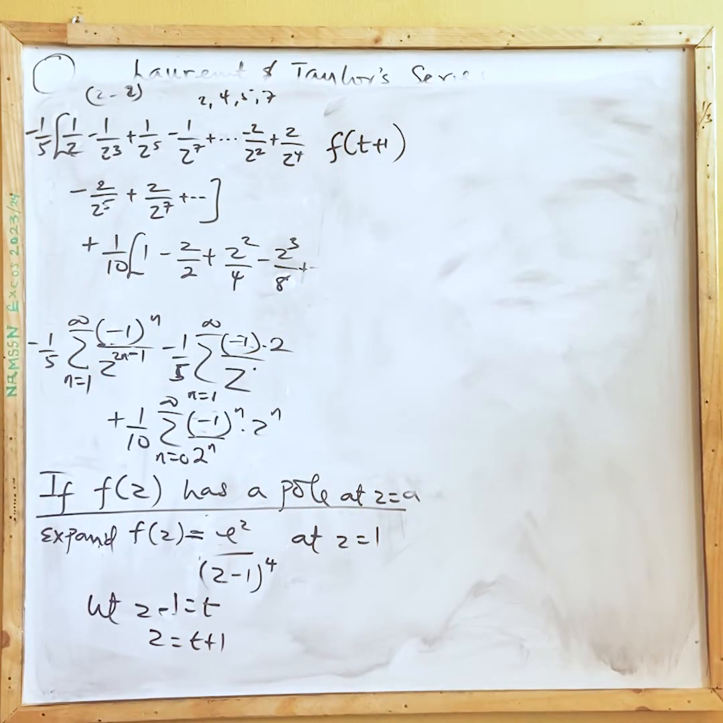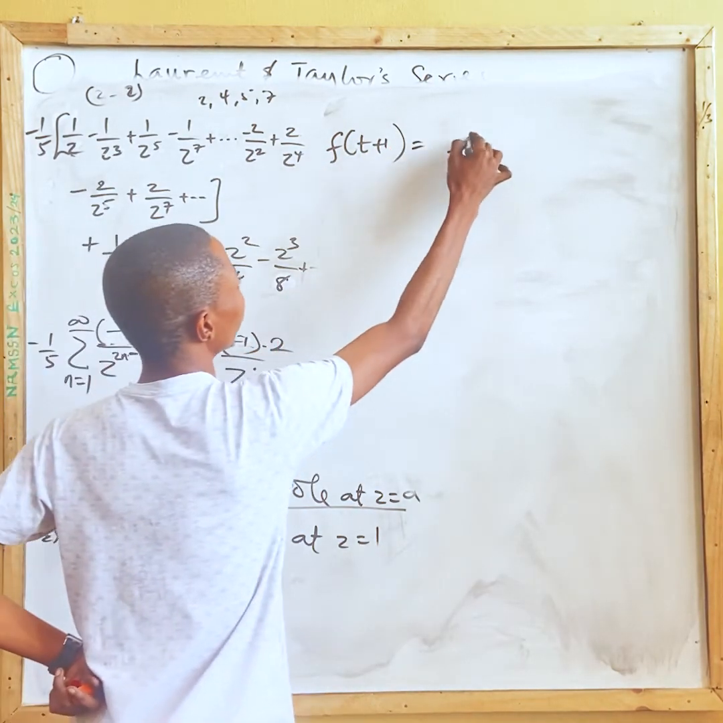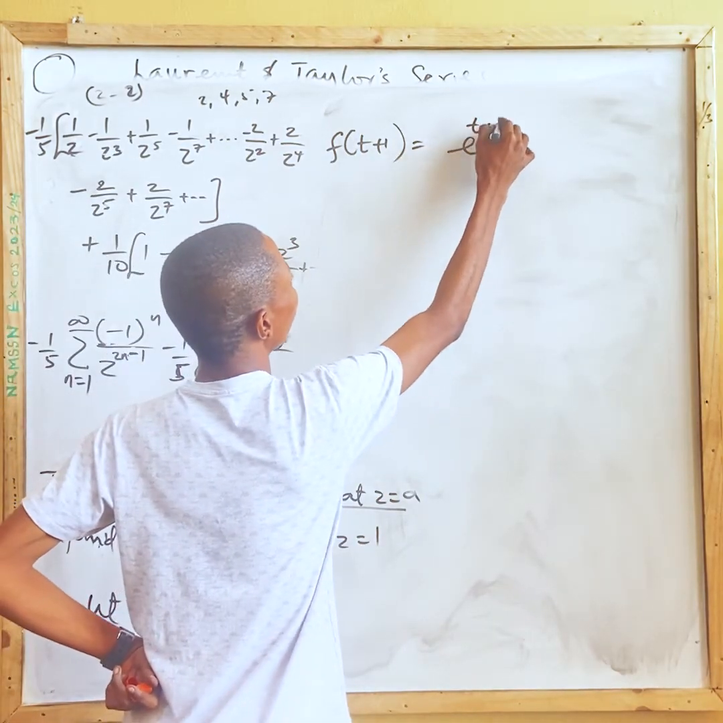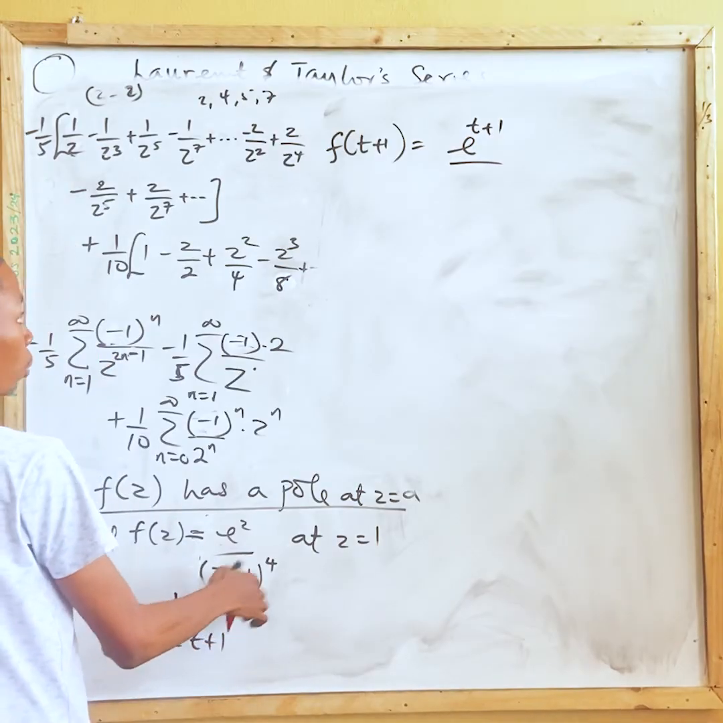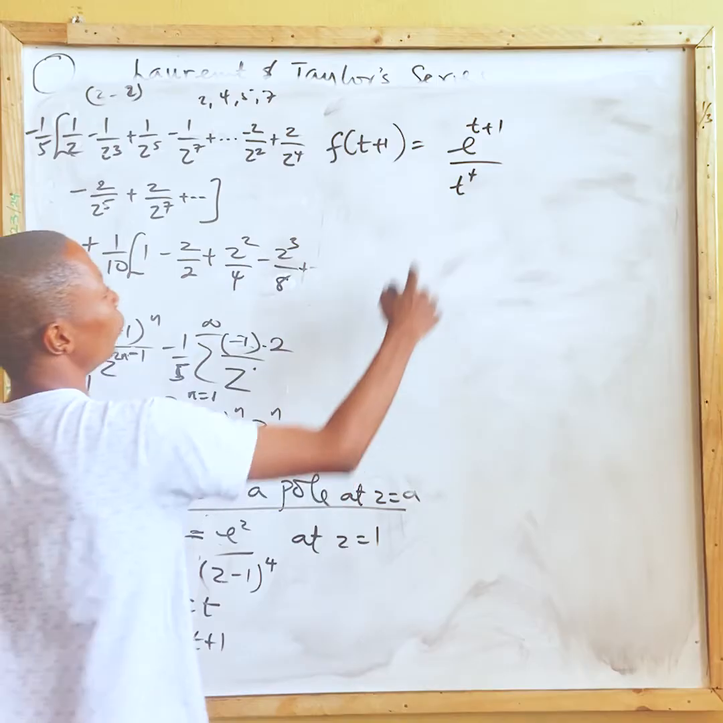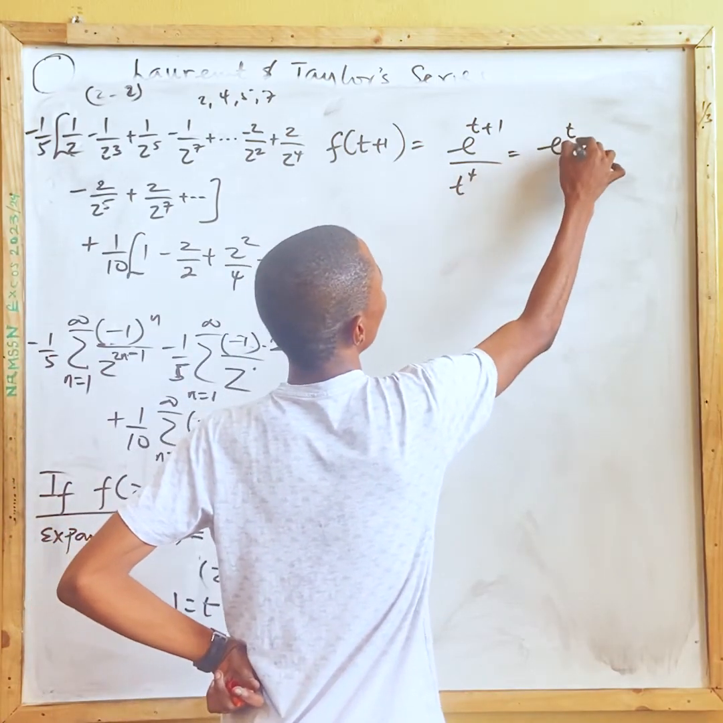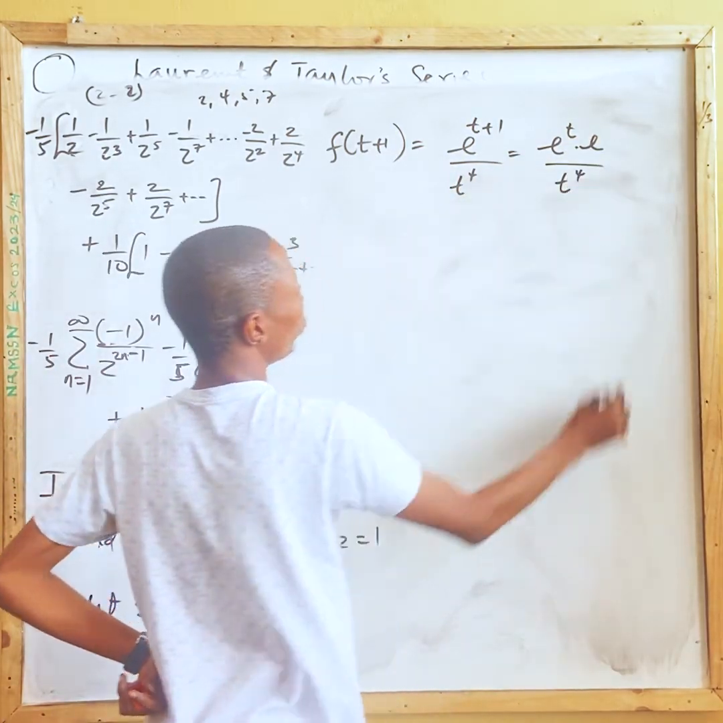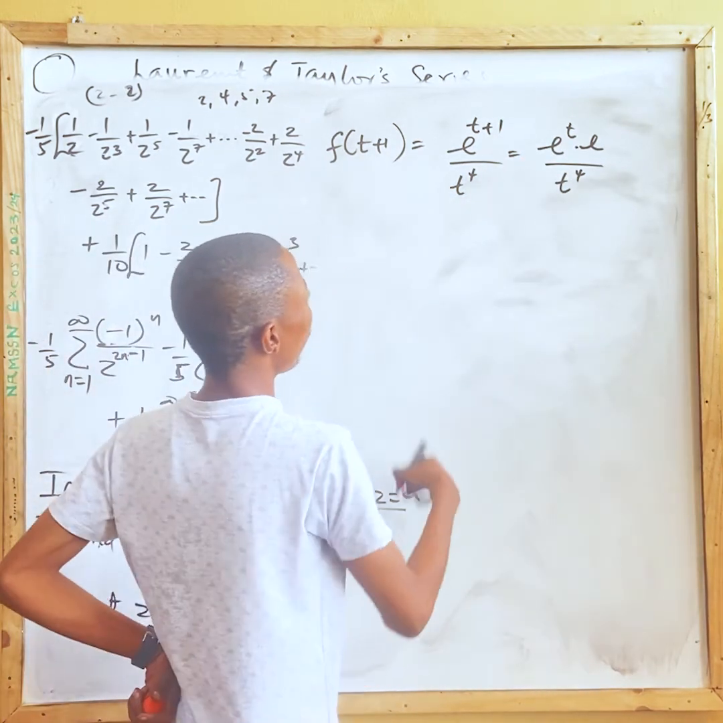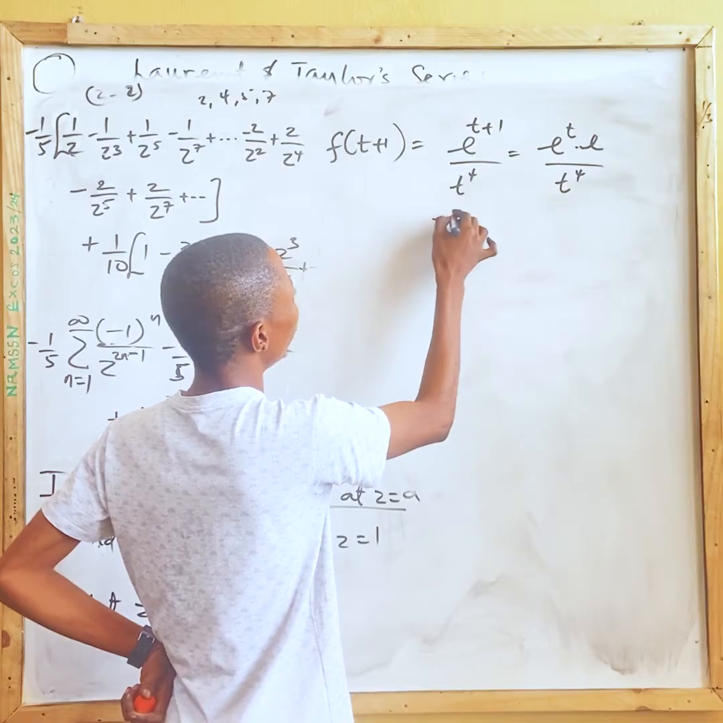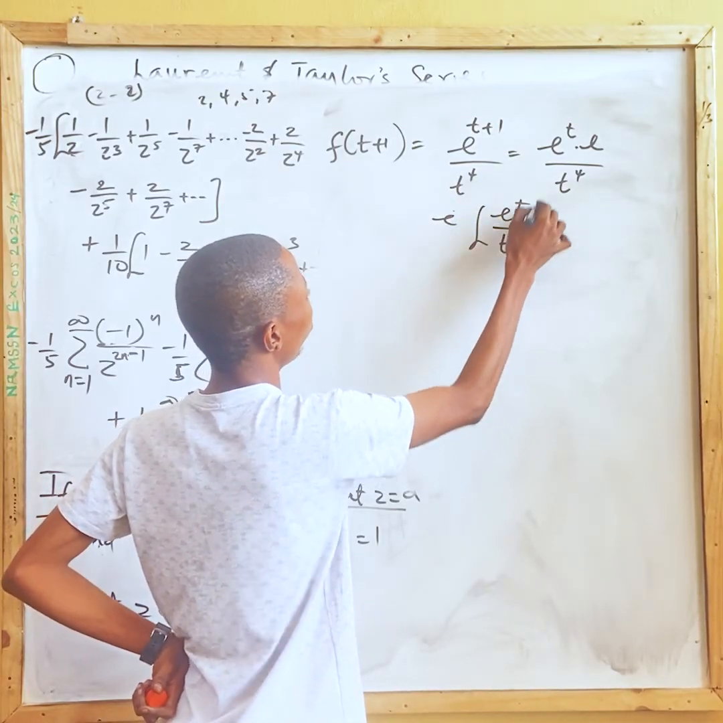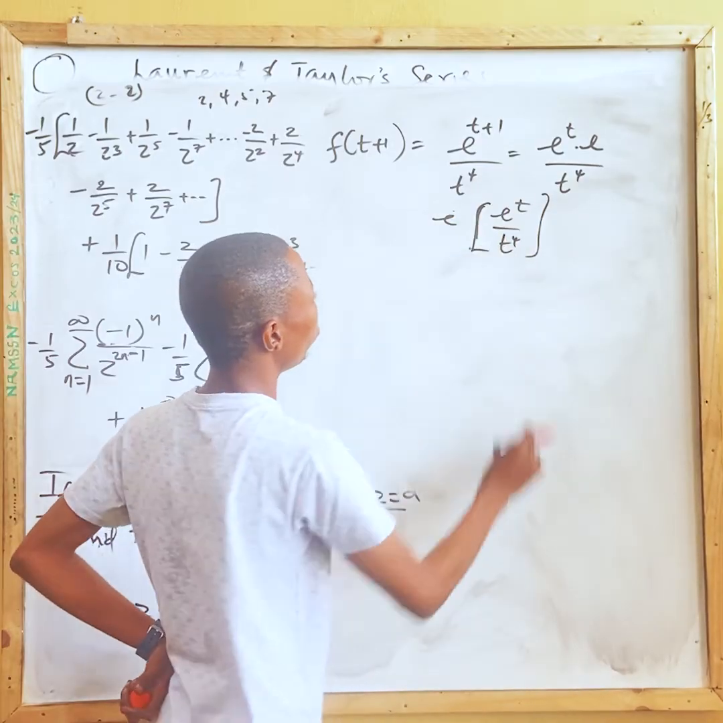So f of t plus 1 will be e raised to power z, that's e raised to power t plus 1, divided by z minus 1, that's t raised to power 4. With our indices, we can break this down to e raised to power t times e, divided by t raised to power 4. And e is a constant, so it doesn't have any effect on our expansion. We are going to have e multiplying e raised to power t divided by t raised to power 4.